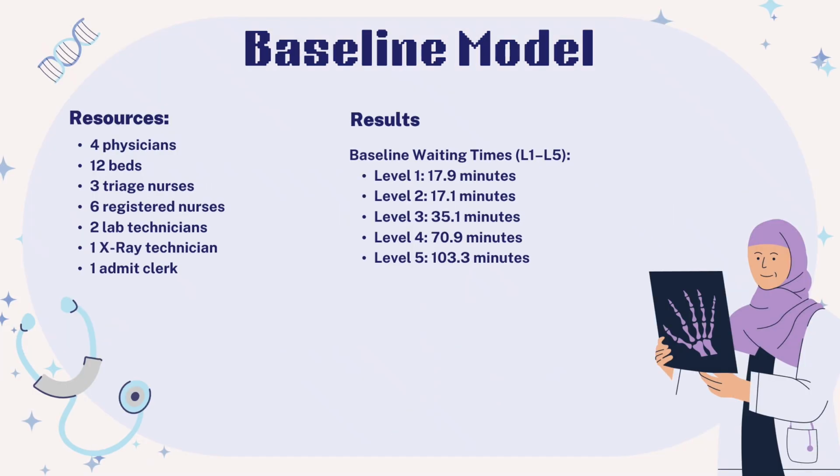In the baseline model, we had 4 physicians, 12 beds, 3 triage nurses, 6 registered nurses, 2 lab technicians, 1 X-ray technician, and 1 admin clerk. And as you can see here for our results regarding the waiting time, which we're going to be comparing through different scenarios, we had the most at level 5, which was around 103 minutes, and the lowest was level 1, which was around 17.9 minutes.